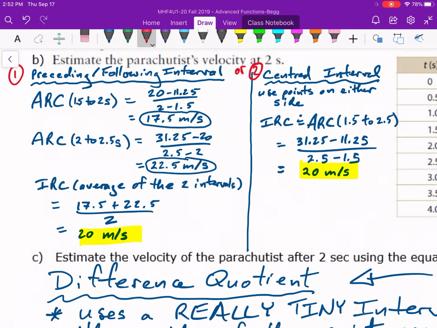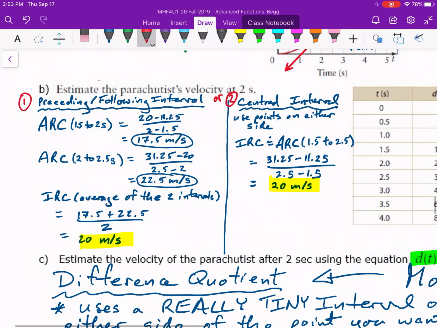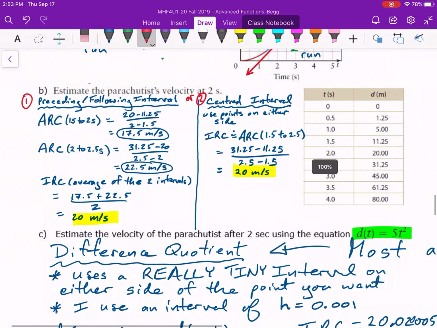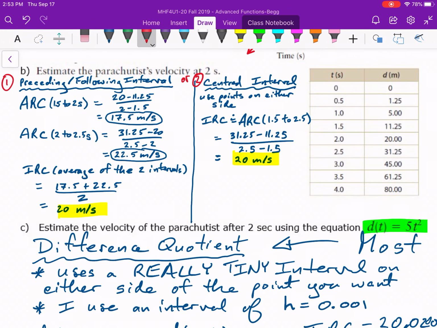If we get the average rate of change for a small secant just before 2 seconds, then we also get the average rate of change for a small interval just after 2 seconds, and then average those two together, that'll give us a good estimation of the instantaneous rate of change exactly at 2 seconds. So I took a very small interval. So here's our table of values. In fact, we'll use that. So we want to find the instantaneous rate of change at 2 seconds.